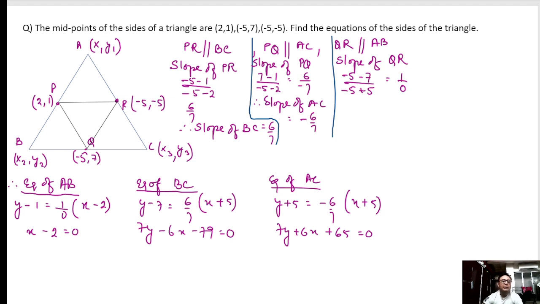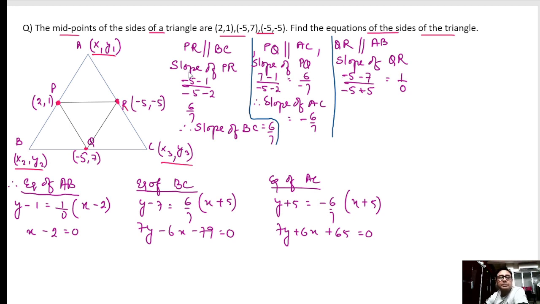Next, friends, let's see this sum. The midpoints of the triangle are these. Find the equations of the sides of the triangle. So these are the midpoints given. Let these be (x1, y1), (x2, y2), (x3, y3). So we have to find the equations of the sides of the triangle.